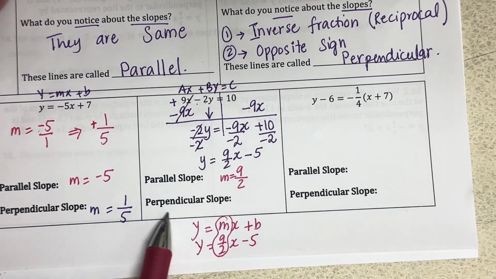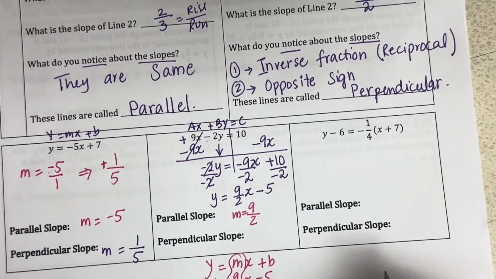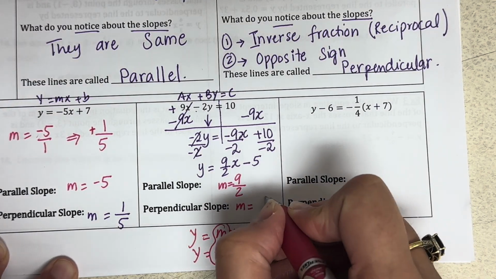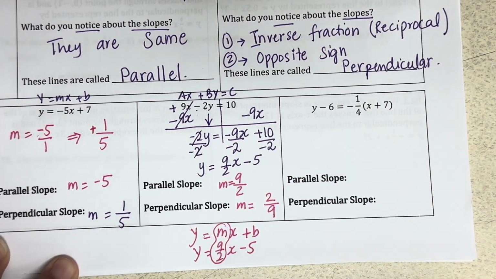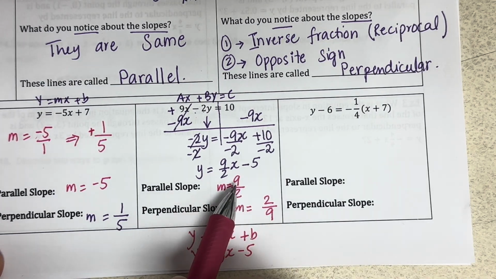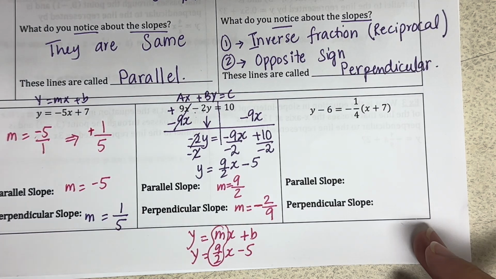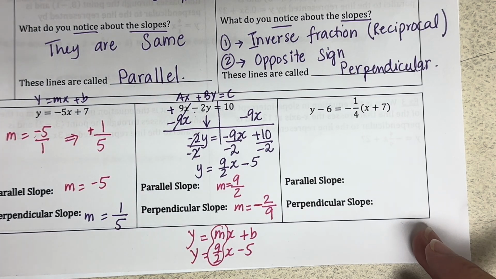And your perpendicular line says it should be inverse as well as opposite. So I'm going to flip it, which makes it 2/9. And then I'm going to make it opposite. So this one is positive, I have to make it opposite, so it's going to become negative. So that would be your perpendicular slope.